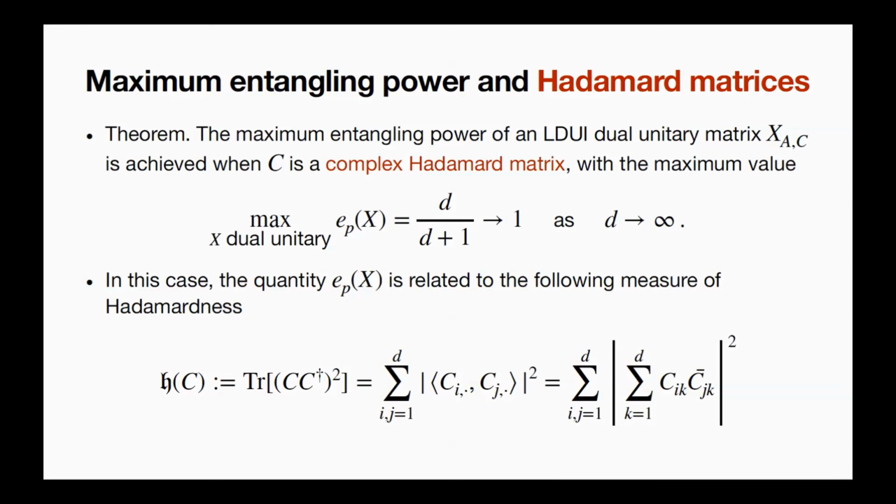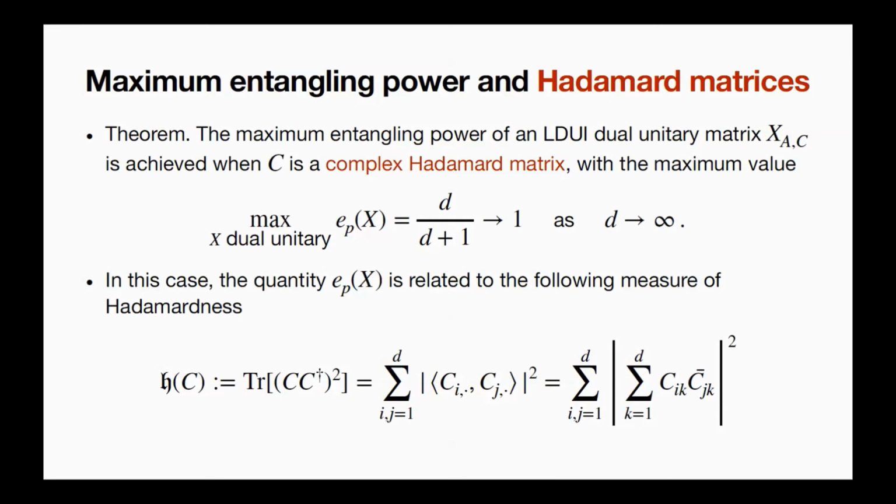And when you do the computations, this average with respect to the Haar measure, you find that the entangling power of X is related to a quantity associated with the matrix C. So remember, C has entries of modulus 1. And the quantity we are looking at is this kind of Schatten 4 norm of my matrix C, which is just the sum over all pairs of rows of the modulus squared of the scalar product between the pairs of rows.